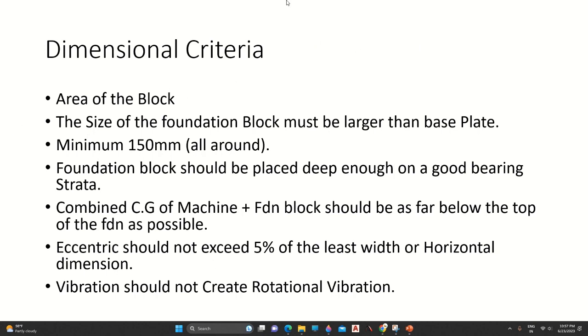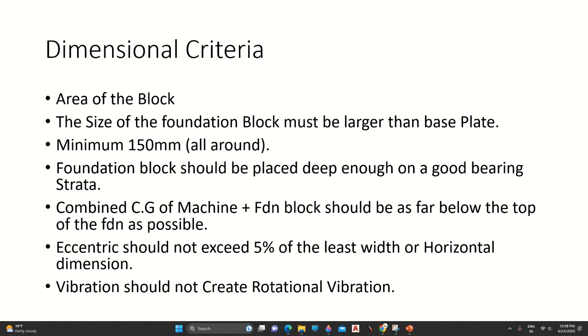So for the dimensional criteria, you need to check the area of the block, because when you consider the plan of the machine foundation, you should see that no utilities are colliding with it, so you are not having any headaches from the other departments. First of all, you have to decide the area of the block, then the size of the foundation. It should be more than the base plate, which is resting the machine on the foundation. And the foundation block should be placed deep enough on any good bearing strata.